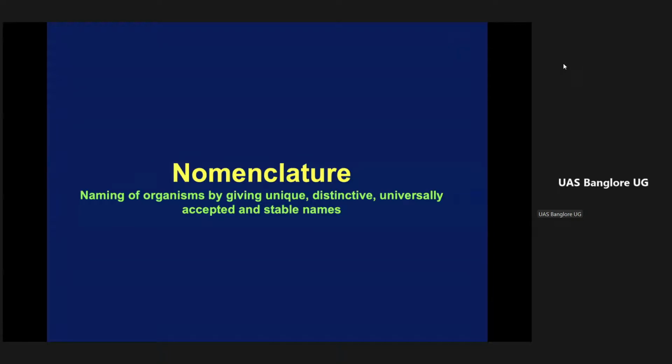So we have one more important component, that is nomenclature. So what is nomenclature? Naming of species. It is very, very simple. It is naming of species.